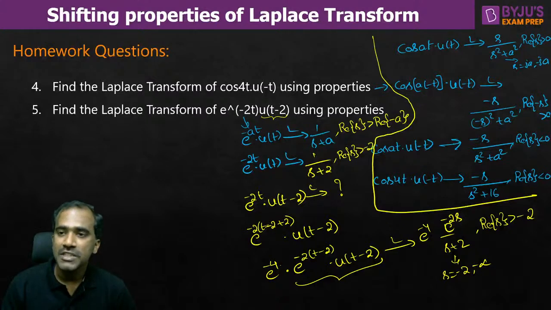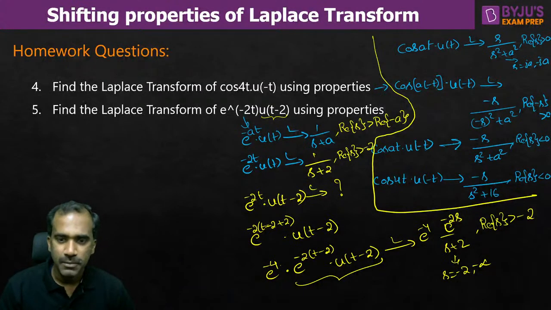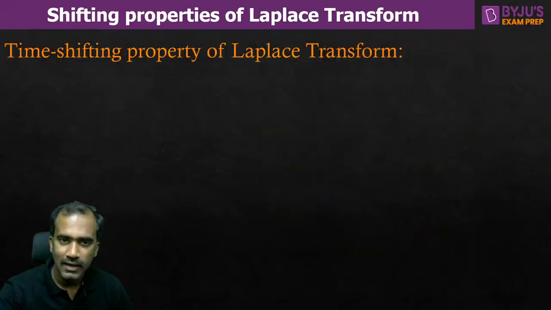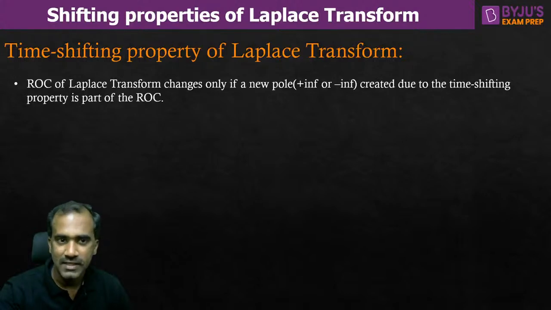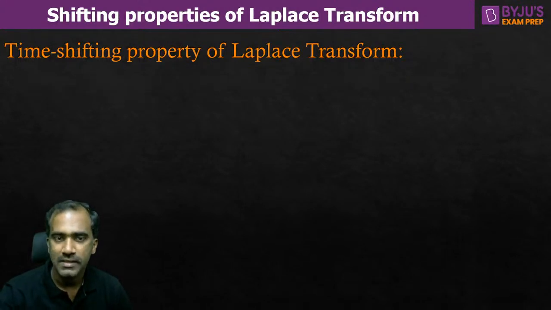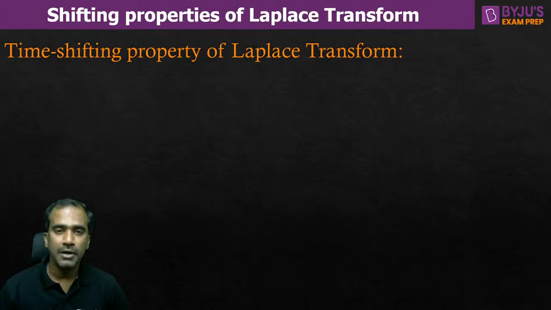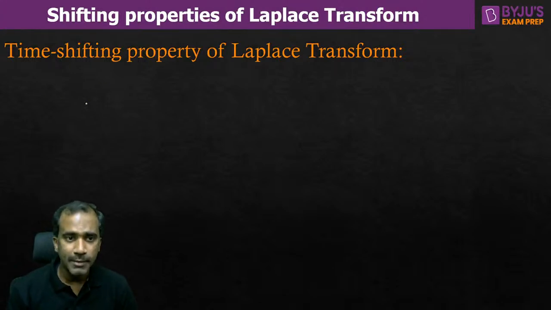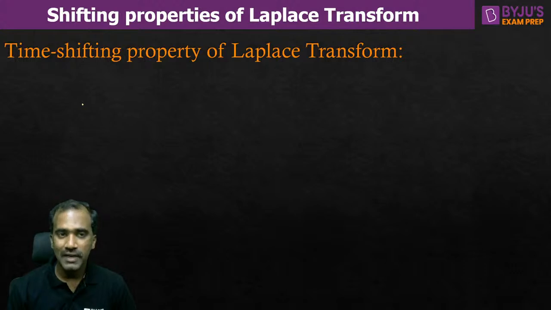But in the homework questions, we have applied the time shifting property. So we'll do some more problems on time shifting property, and I'll generalize things. I'll talk about an important point about the time shifting property. What happens to the ROC part? Right. Let me quickly give you the time shifting property again. Let's do some more examples so that we'll get confidence on the time shifting property, and then we'll move on to s shifting.